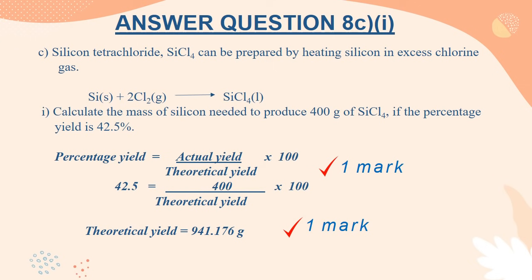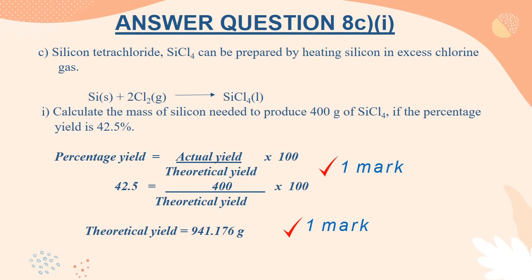Question 8c. Okay, silicon tetrachloride SiCl4 can be prepared by heating silicon in excess chlorine gas. So this is equation formations of silicon tetrachloride. Okay, so question number 1. Calculate the mass of silicon needed to produce 400 gram of silicon tetrachloride if the percentage yield is 42.5%. So maksudnya soalan ni kita nak cari mass of silicon yang diperlukan. Okay, so using percentage yield 42.5%, so we can calculate theoretical yield.